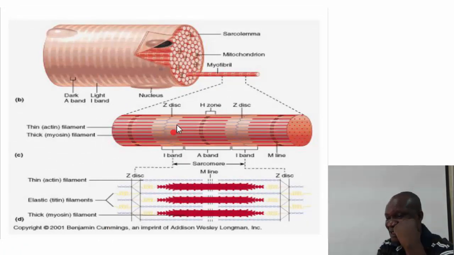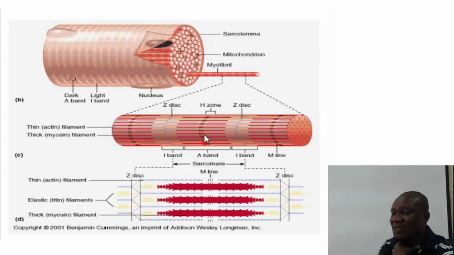So you can see this. These are the thick filaments, this part. This is the thin filament, and this is the Z line. There is also the thin filaments, thick filaments, Z line. The region between two Z lines, as we've said, is the sarcomere.